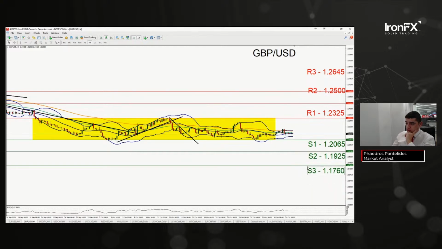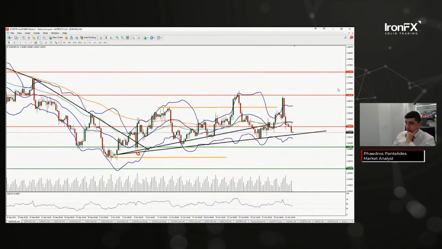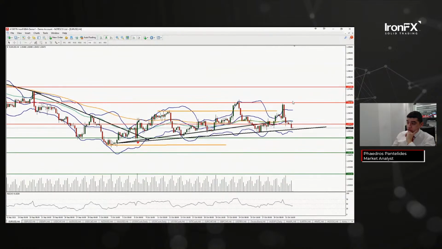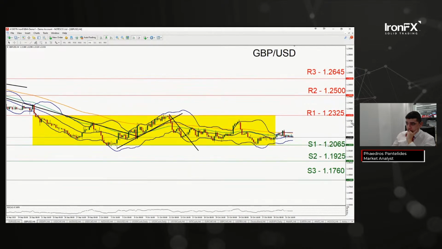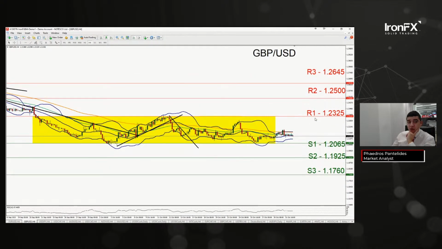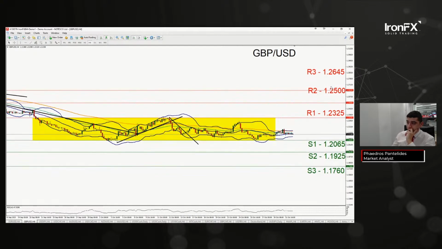But in comparison to the euro, which has relatively closer support and resistance levels, the British pound is slightly wider between S1 and R1. For a bullish outlook, we would need to simply break above R1, and for a bearish outlook, simply breaking below S1. So up until the Fed's interest rate decision, perhaps in a sideways fashion.